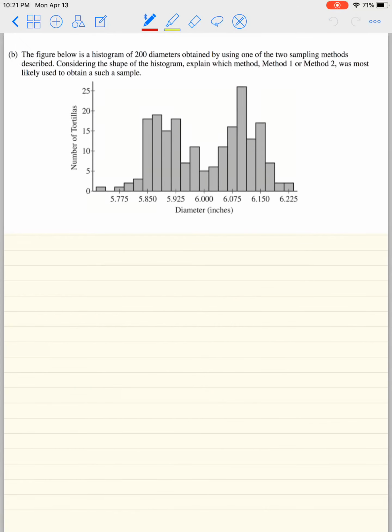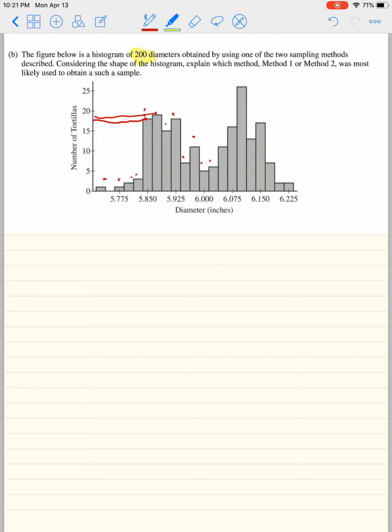Okay, part B. The figure below is a histogram of 200 diameters obtained by using one of the 2 sampling methods described. Consider the shape of the histogram. Explain which method, 1 or 2, was most likely used to obtain such a sample. So think about this here. We have some tortillas. These are 200. If you counted every single one of these, so like this one here is about 17. This one here is about, let's say, 18. If you added up all of these, it would give you 200 tortillas.